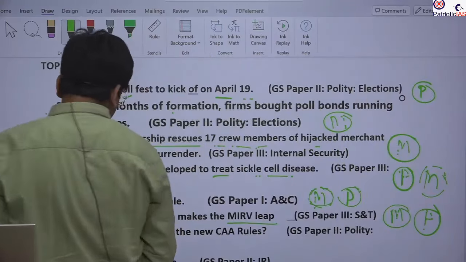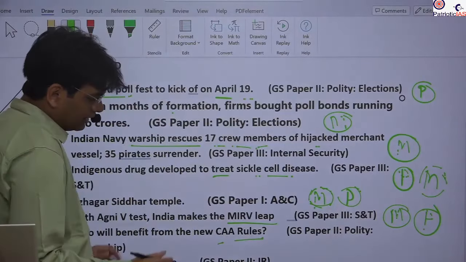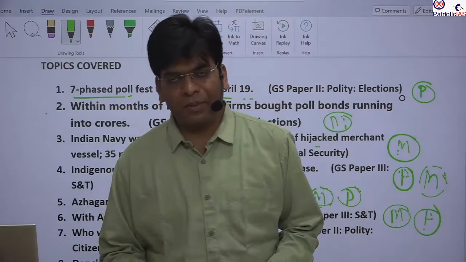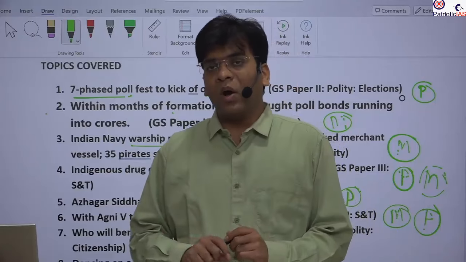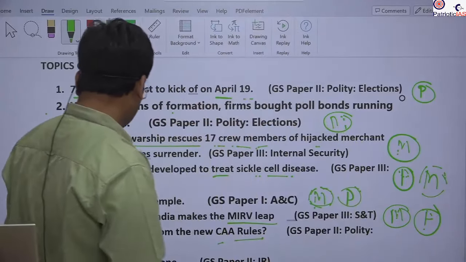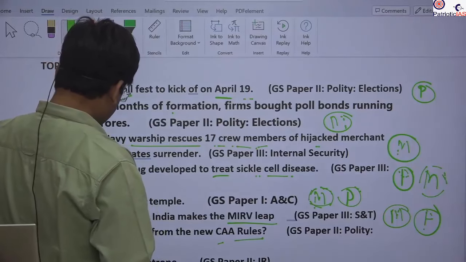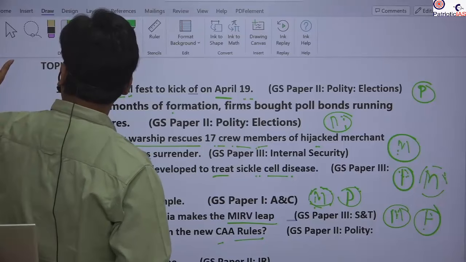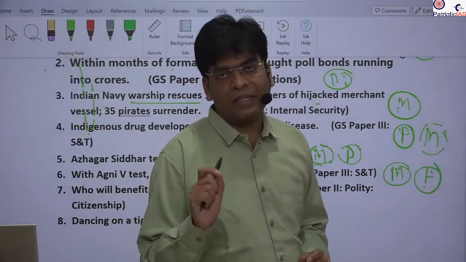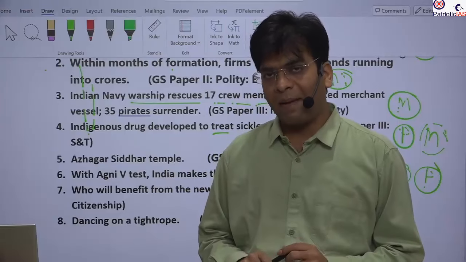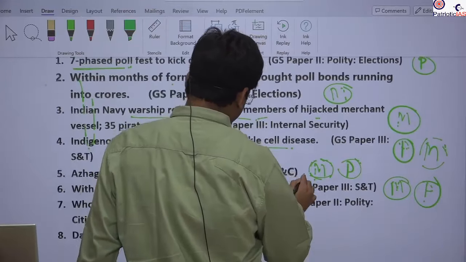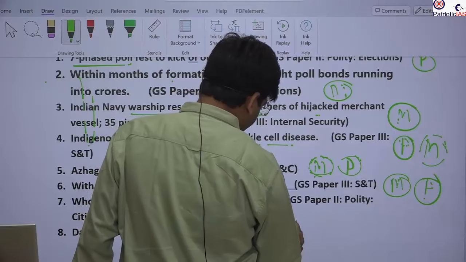Then we will study who will benefit from the CAA rules. Although we have covered all the concepts with respect to the Citizenship Amendment Act, under this article we will study how it is going to impact on the ground, and which communities are really going to benefit. And in the last we will study Dancing on a Tightrope. This is with respect to the Chinese company ByteDance, and its famous app TikTok. This will be under international relations, GS paper 2, mains perspective. So this is all for today's session.